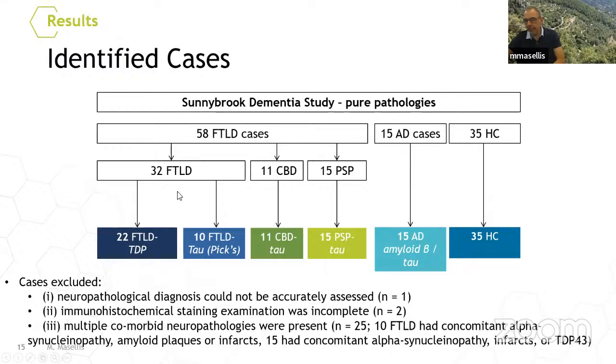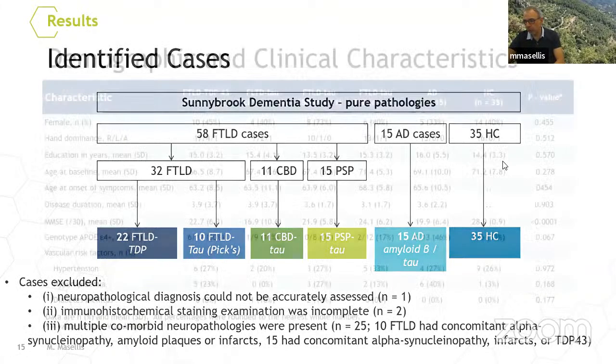32 of these, 22 had FTLD-TDP, 10 had FTLD-Pick's disease, 11 had FTLD-tau, CBD (corticobasal degeneration), and 15 had PSP. And we included 15 cases of pure Alzheimer's disease. So we excluded cases that had significant other comorbid pathologies such as alpha-synuclein, etc. We also included 35 healthy controls.